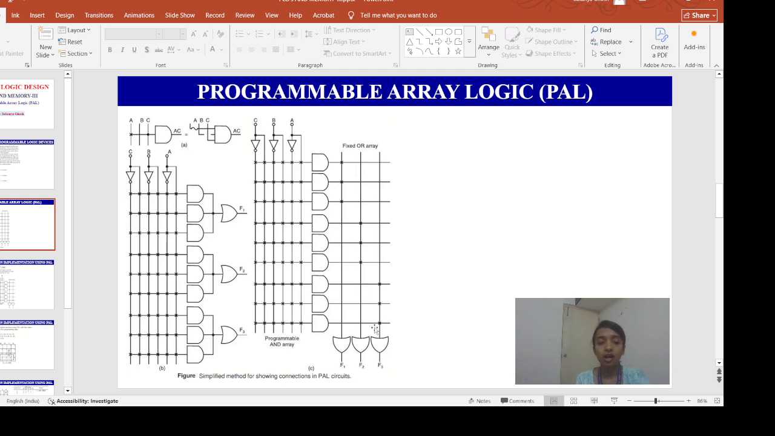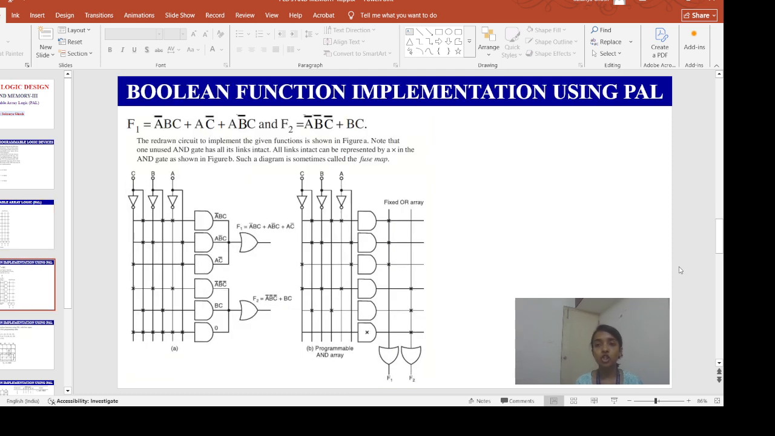All right. Now we will see how to implement Boolean functions using the programmable array logic. Let's say this is my Boolean function F1 and F2. So how can we draw it in terms of the PAL? The redrawn circuit to implement the given functions is shown in figure A. Note that there is one unused AND gate.